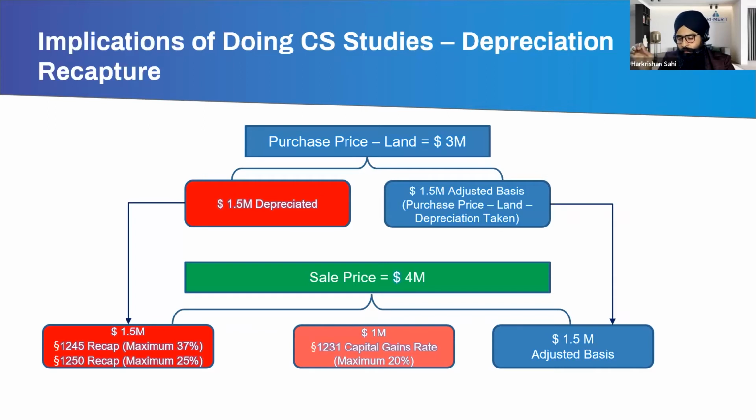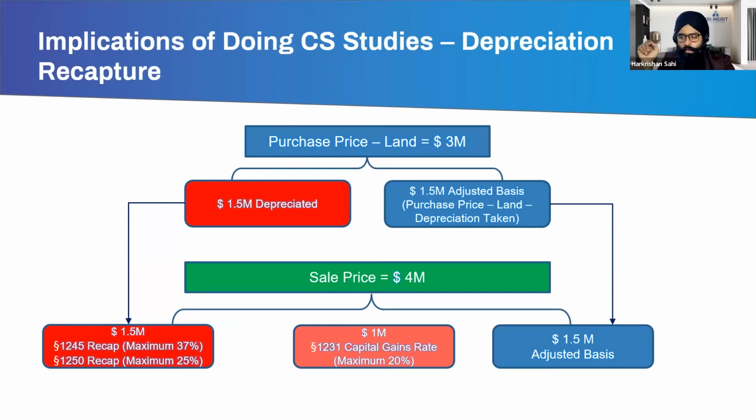So adjusted basis is always the basis that is calculated. To keep it simple, I did not include improvements. Sometimes you will even include closing costs, selling costs, and all the improvements. I just want to keep it simple. So adjusted basis for now is 1.5. 1.5 is depreciated, and 1.5 is not touched at all. You ended up selling that property for 4 mil.